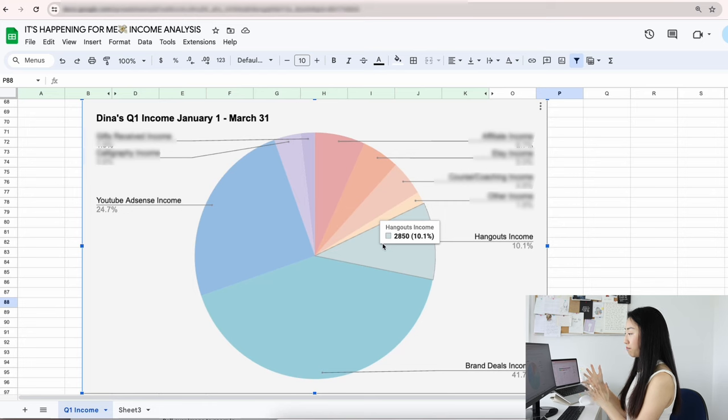So that's why I got paid more. This is not one of my online income streams, but it is an income stream that I have every single month. Usually it's not that high.